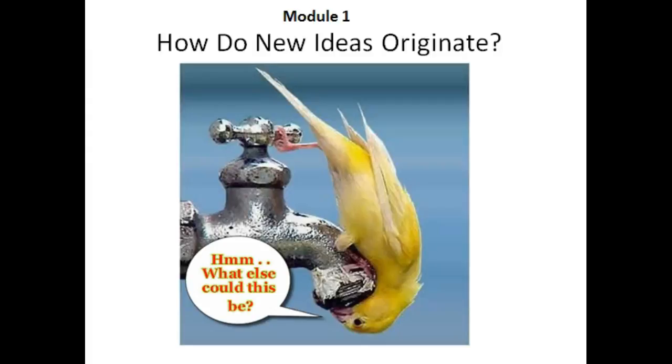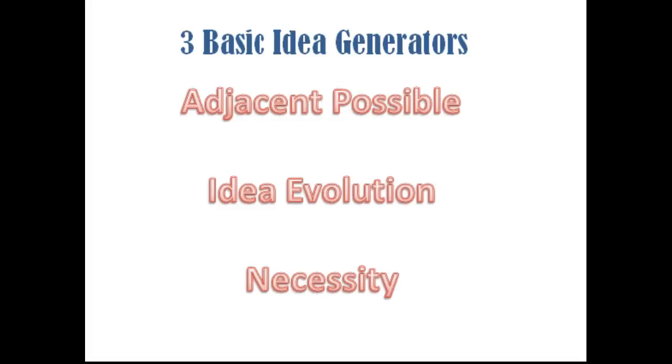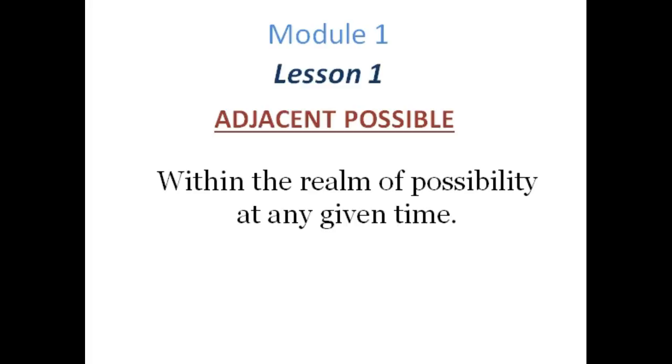Module 1. How does a new idea originate? In this session, we are going to list 3 basic concepts of idea origination: adjacent possible, idea evolution, and necessity. Okay, let's begin with concept number 1, adjacent possible. Simply said, the theory of adjacent possible states the best new ideas come from combining prior ideas in new ways.